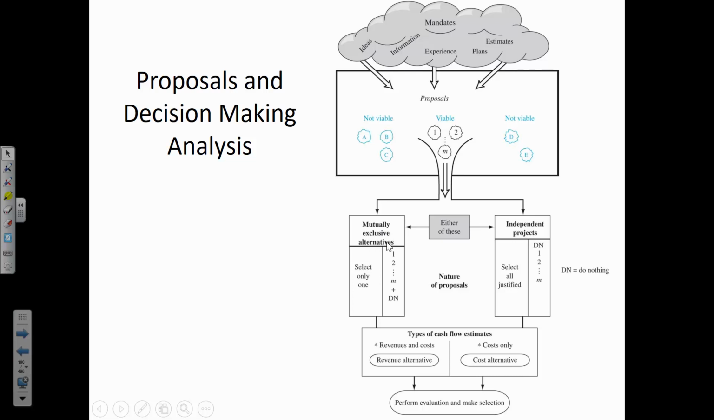And for the short term, we're going to focus only on projects that are called revenue alternatives. Revenue alternatives are those that actually can pay for themselves because they're generating revenue. It's a project that has the potential to be profitable. But believe it or not, there are plenty of projects that are worth doing that aren't profitable. Those are called cost alternatives.